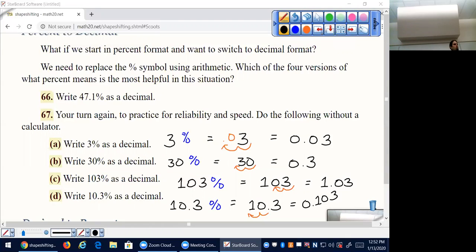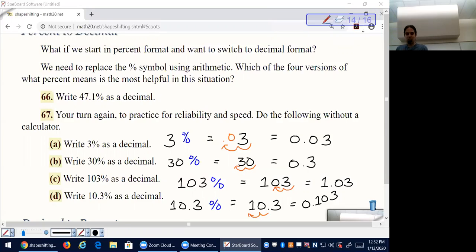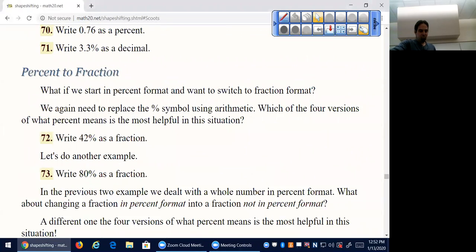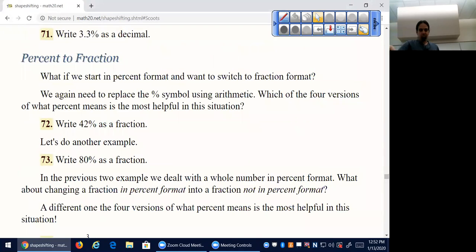Okay, last week we went back and forth between fractions and decimals. We just did between percents and decimals. So what's left? Fractions and percents, yes. Great segue, okay. So I want to write 42% as a fraction.